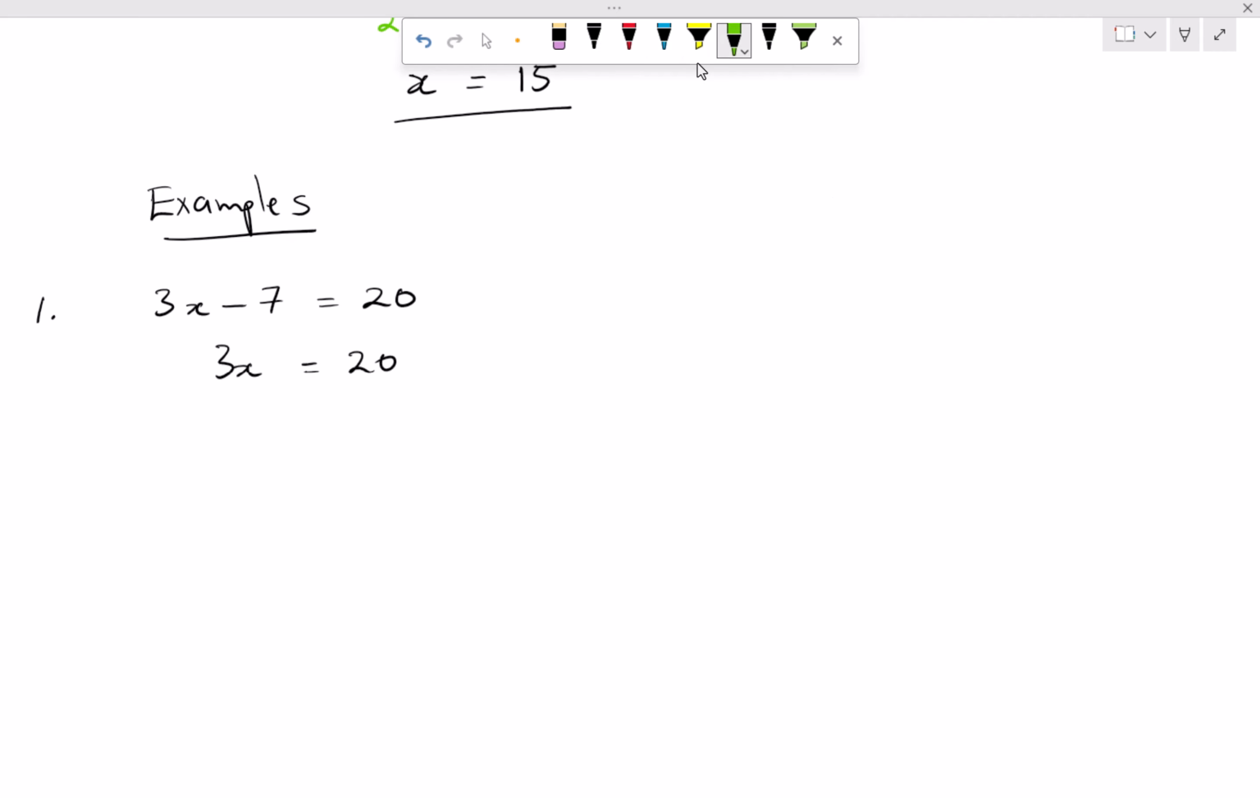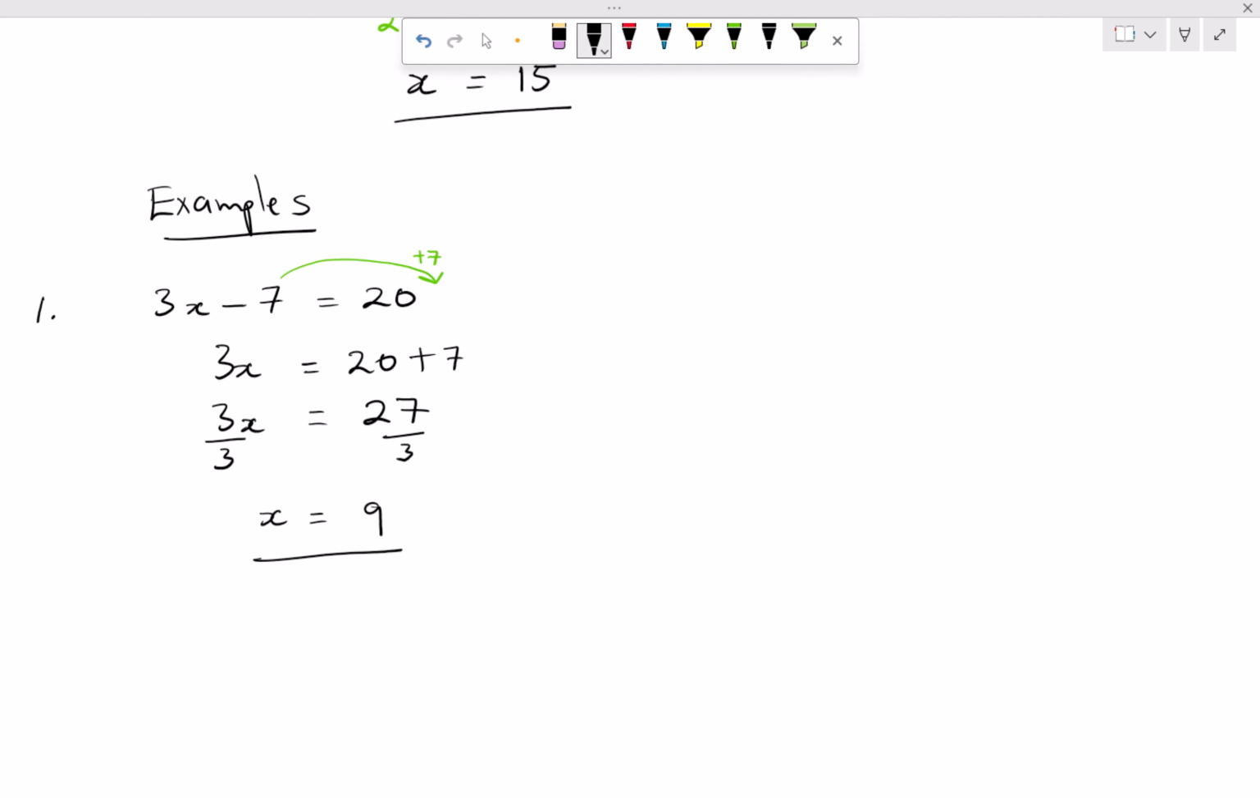And also remember, when we move minus 7 to the other side, it becomes plus 7, right? So it becomes 20 plus 7. So 3x is equal to 27. We want to remain with x, so we're going to divide both sides by 3. And then we remain with x is equal to 9. Okay, that is how we do the first example.